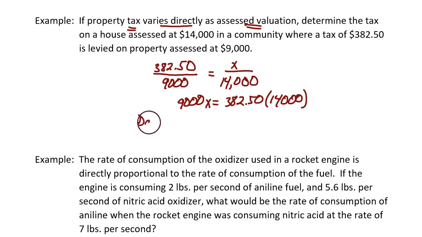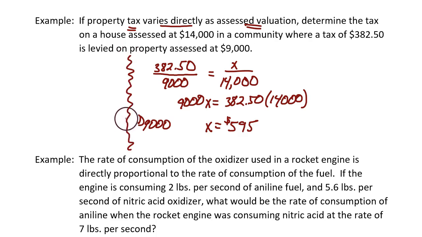Next, divide by the 9,000 to get the X alone. X equals $595. X is the amount of property tax, so we need to put a dollar sign with that. If a home is assessed at $14,000, the property owner pays $595 in property tax. There is another way of solving this same problem.